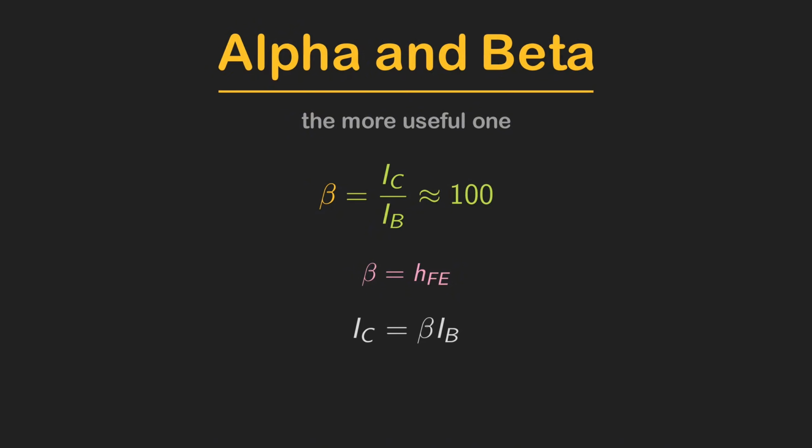And notice what beta really is. It is that opening puzzle. Small current commands big current, finally expressed as a number, because the collector current equals beta times the base current.